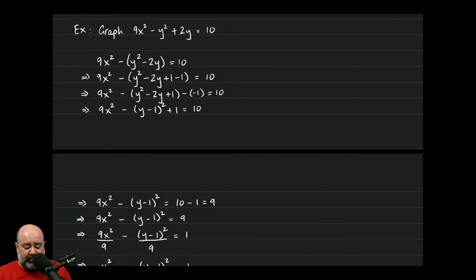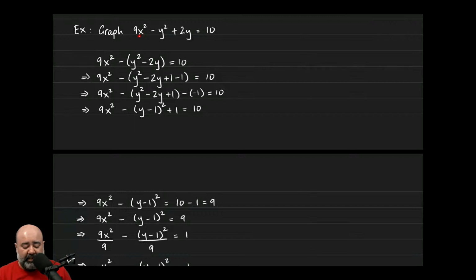As a last example, let's say we're asked to graph 9x squared minus y squared plus 2y equals 10. So again, whenever we're given the general form, we always have to complete the square in order to get it to standard form. And to do that, we need to remember that the leading coefficient must be 1. It can't be negative 1. It has to be positive 1, or just 1.